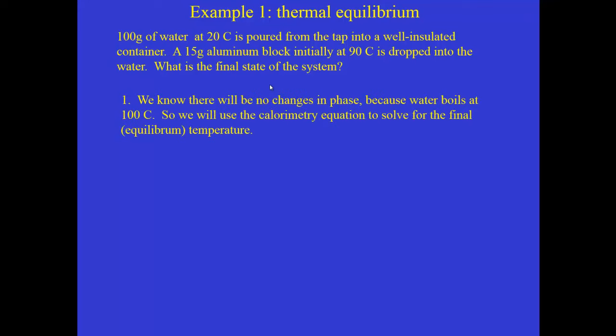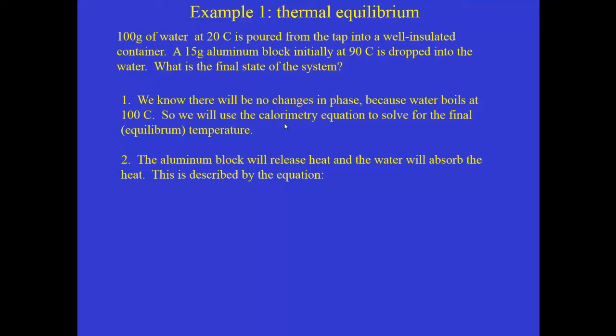And so, in this case, it's pretty simple. There won't be any changes in phase, because water boils at 100 C, right? And the aluminum block starts off below 100 C. So there's no way that this 100 grams of water could heat up all the way to 100 C. So what we know for sure is the water will heat up, the aluminum block will cool off, and together they will reach a final equilibrium temperature.